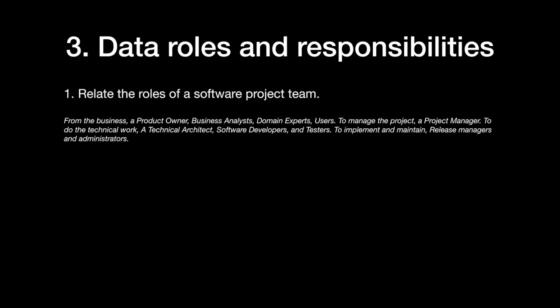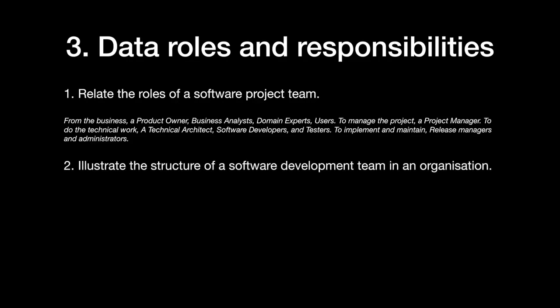Finally, data, roles and responsibilities. Relate the roles of a software project team. From the business, there's a product owner, business analysts, domain experts and users. To manage the project, there's a project manager. To do the technical work, there's a technical architect, software developers and testers. And to implement and maintain, there are release managers and system and database administrators.